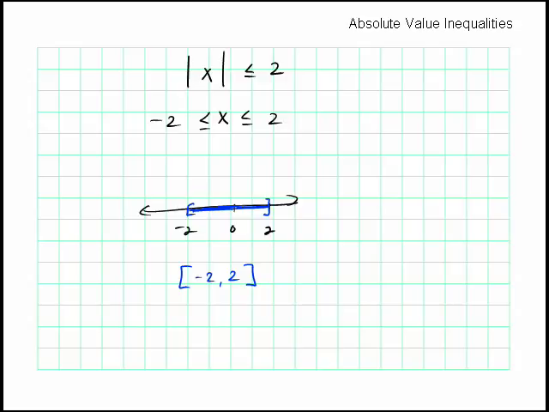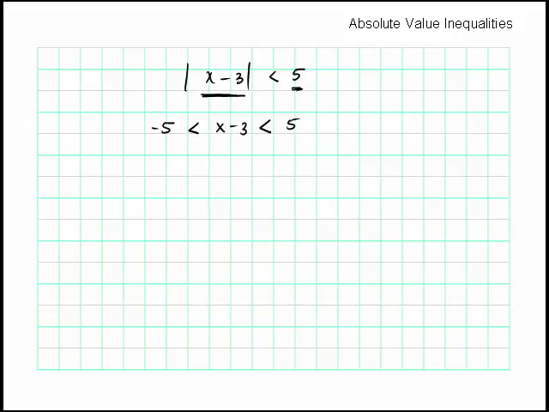Let's try one that's a little bit more complicated. Absolute value of x minus 3 is less than 5. Okay. Following the pattern, which would give us this. This here, x minus 3, is between 5 and back here, -5. That's the pattern.